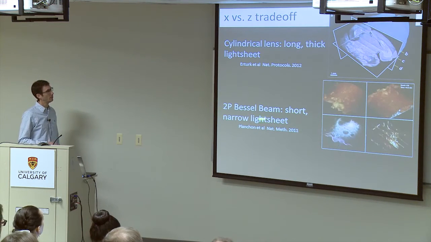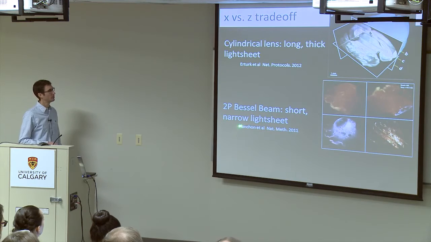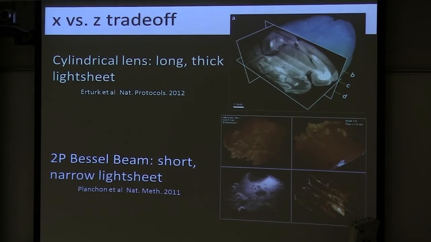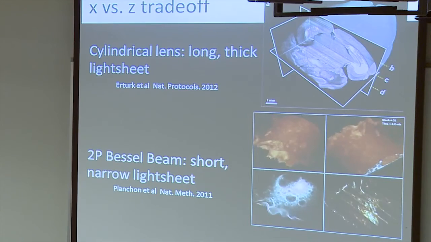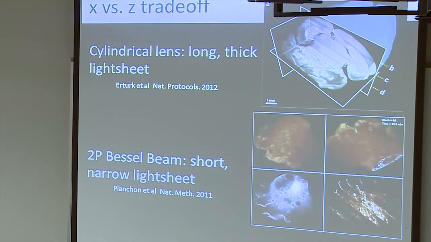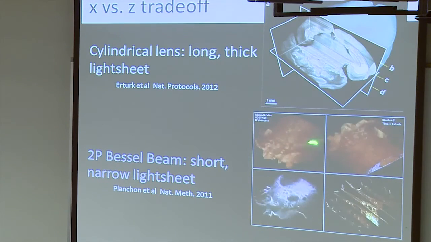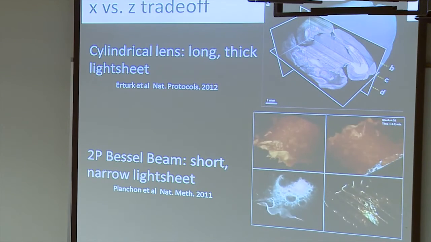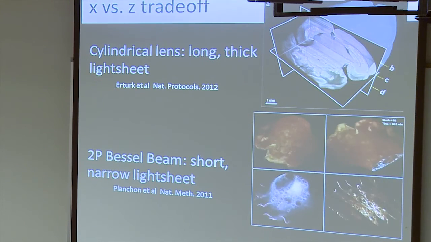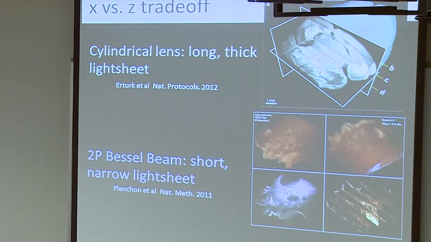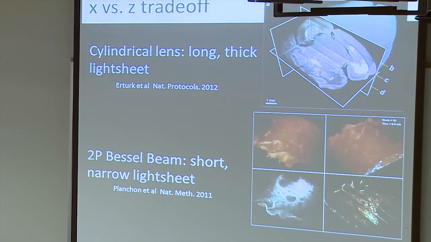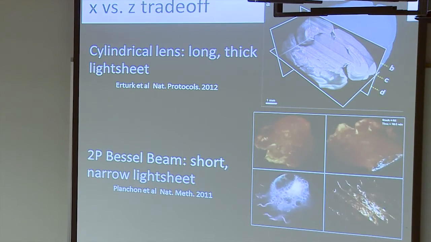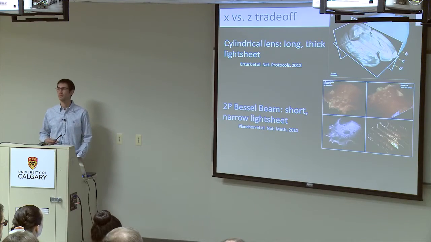Down here, this is out of Betzig's first Bessel beam paper, and this is imaging just a cell with a 2-photon Bessel beam. So it's nice and short, very narrow, and you can see the unbelievable detail of this cell moving and the ruffles forming on the membrane, just because you have an incredibly high resolution in a very, very thin light sheet. But you only can cover a single cell. All right? So this is the trade-off that you always have to live with in light sheet.